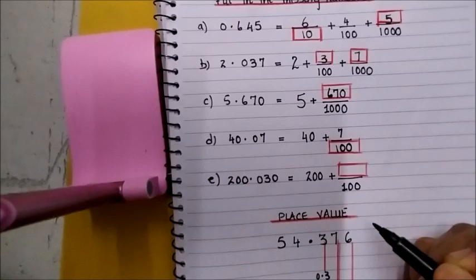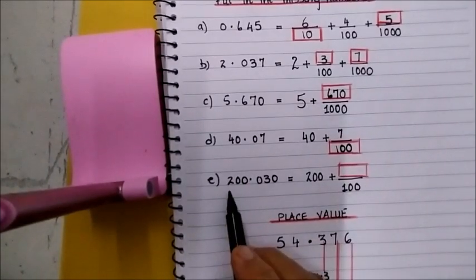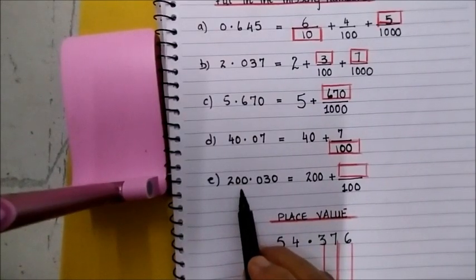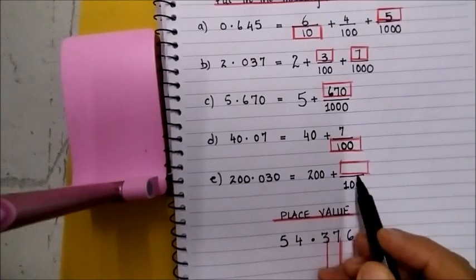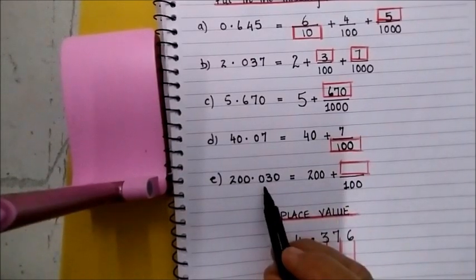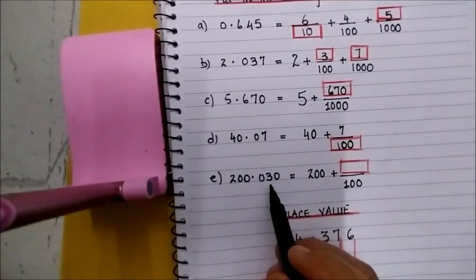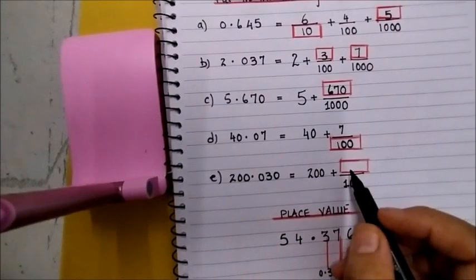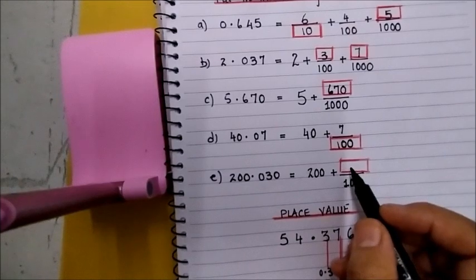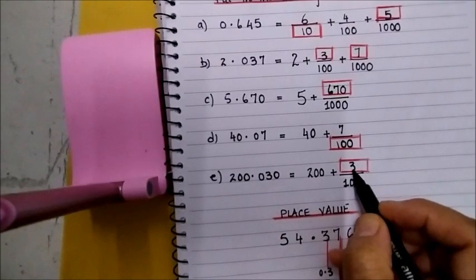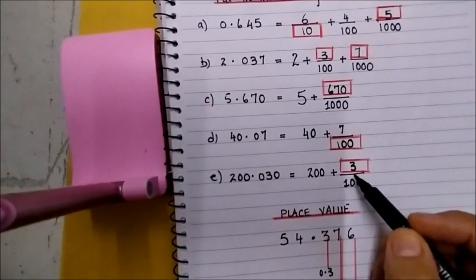The last question here, we have 200. Now 200 is your whole number. So the whole number is already there for you. Plus, what is there in the tenths? There is no tenths. So we move on to the second place, that is the 100th. On the 100th, we have 3 standing on it. There's no 1000th, there's no 10th. We only have 3 there.